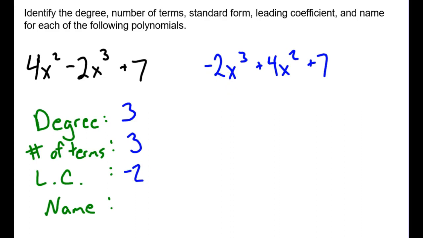And now we want to name this by the degree and the number of terms. If we're naming this by the degree, it's 3. We call that a cubic. And now we want to look at the number of terms. We said we have 3 terms. If we have 3 terms, we call that a trinomial. So we would name this polynomial as a cubic trinomial. First thing, write it in standard form. Makes it easier to identify the remaining parts.